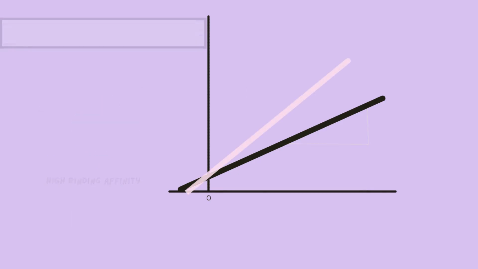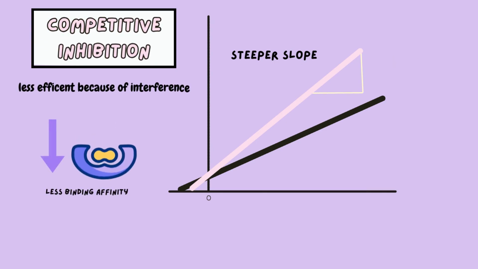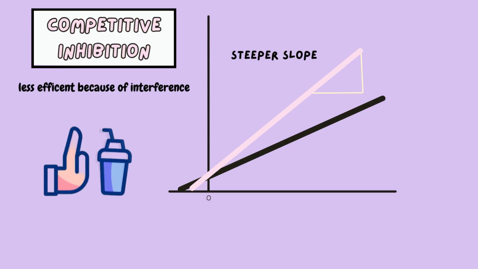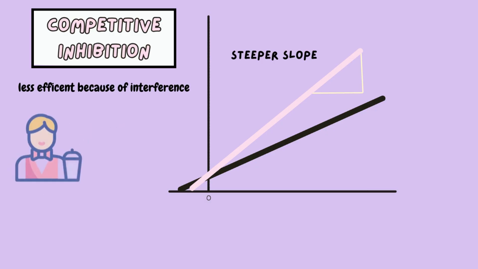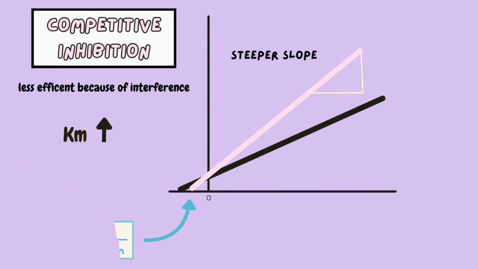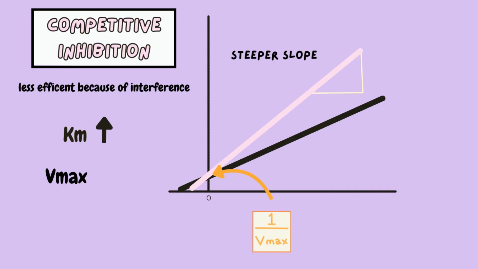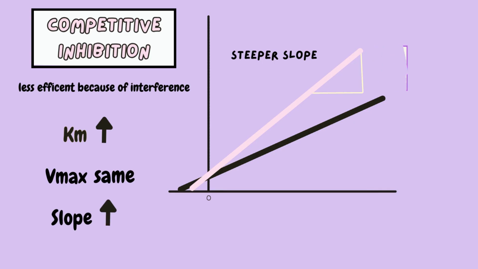A steeper slope, a high Km over Vmax, indicates competitive inhibition. It's less efficient because of interference, like a customer pretending to hand over glasses, but they're not real orders. They're just getting in the way, so the bartender is working harder to keep up. The Km, the x-intercept, increases. It takes more glasses to reach half max speed because of the fake orders. The Vmax, the y-intercept, stays the same as it would with no inhibition. The bartender can still go fast, but now needs more glasses to get going. So the slope, Km over Vmax, increases, so the line gets steeper.